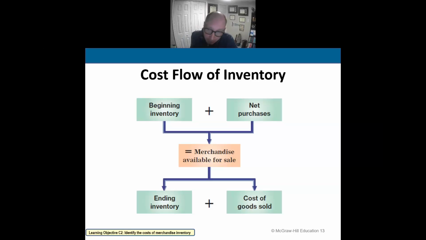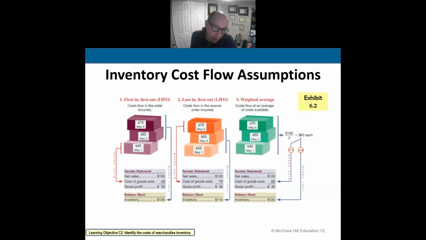If it were my business, it'd be tough between first in, first out or last in, first out. I'm selling shoes, so I don't have to worry about them expiring. I like the idea of last in, first out because I get the lower carrying cost. But my investors wouldn't like that choice because it has a lower gross profit. Something to think about.